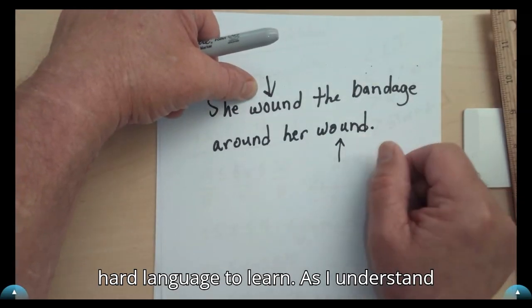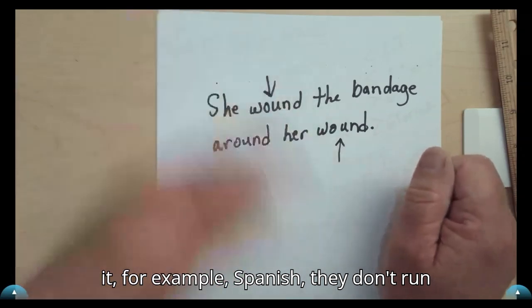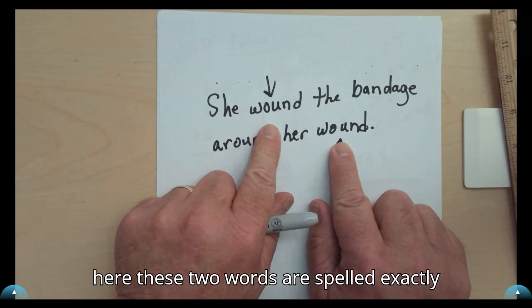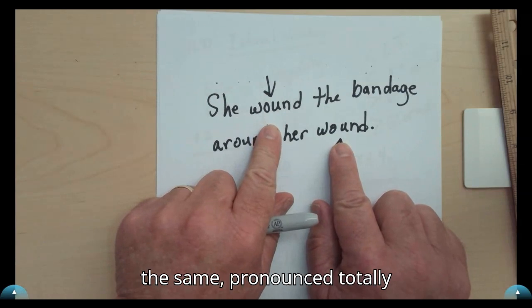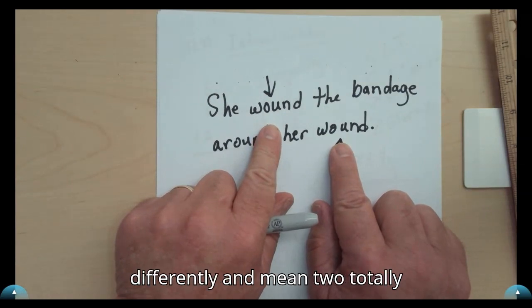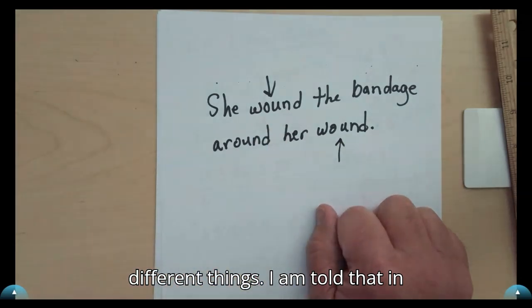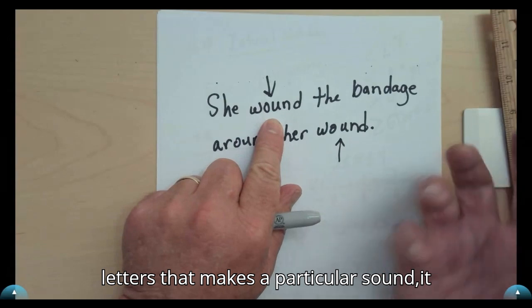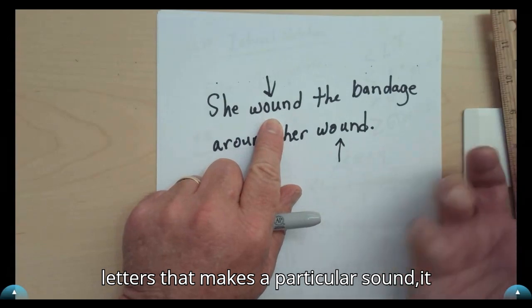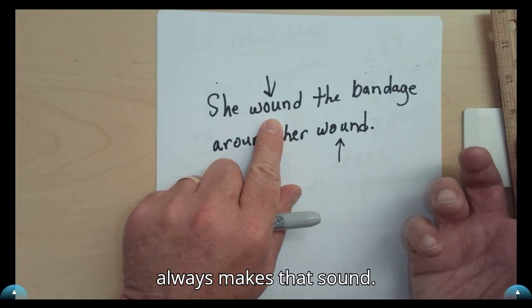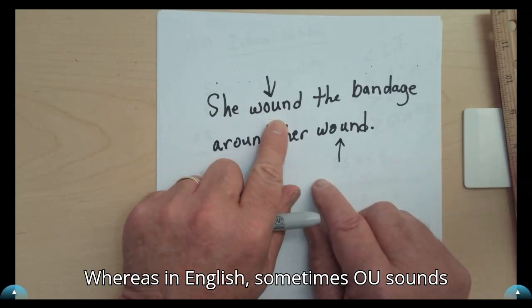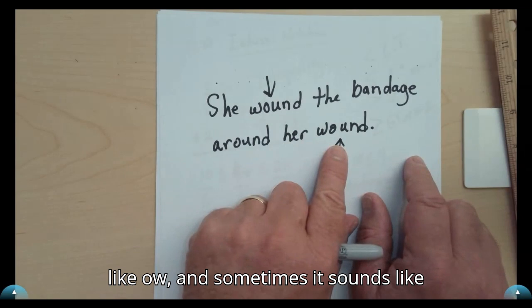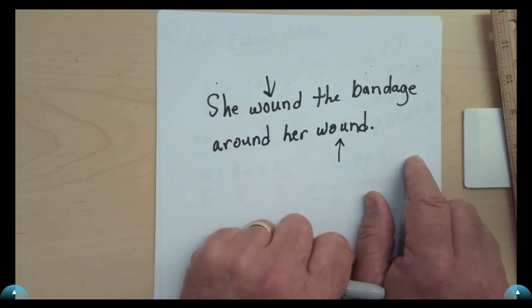As I understand it, for example, Spanish, they don't run into this kind of stuff. So notice how here these two words are spelled exactly the same, pronounced totally differently and mean two totally different things. I am told that in Spanish, when you have a group of letters that makes a particular sound, it always makes that sound. Whereas in English, sometimes OU sounds like ow, and sometimes it sounds like ooh, right?